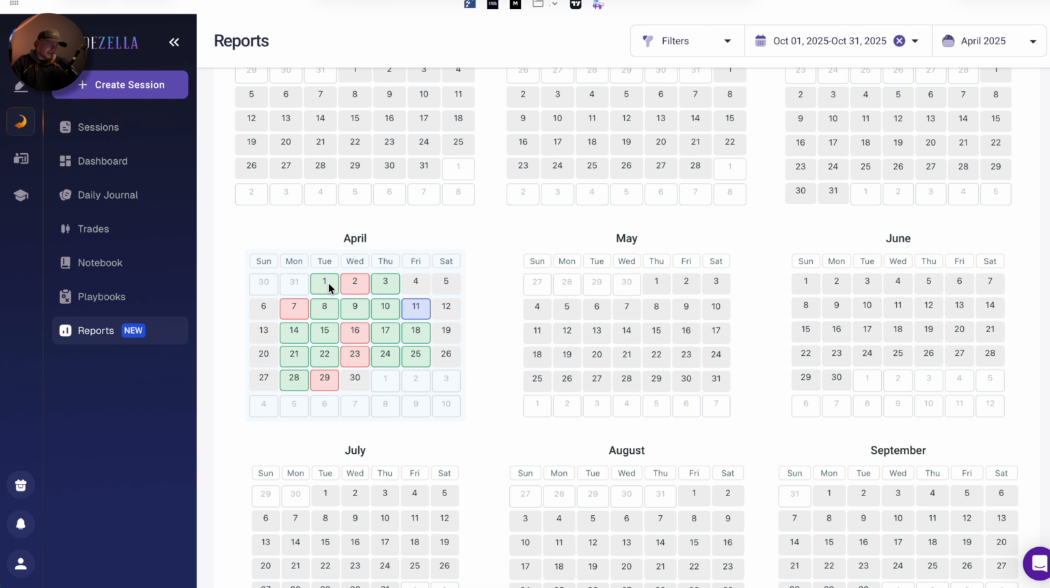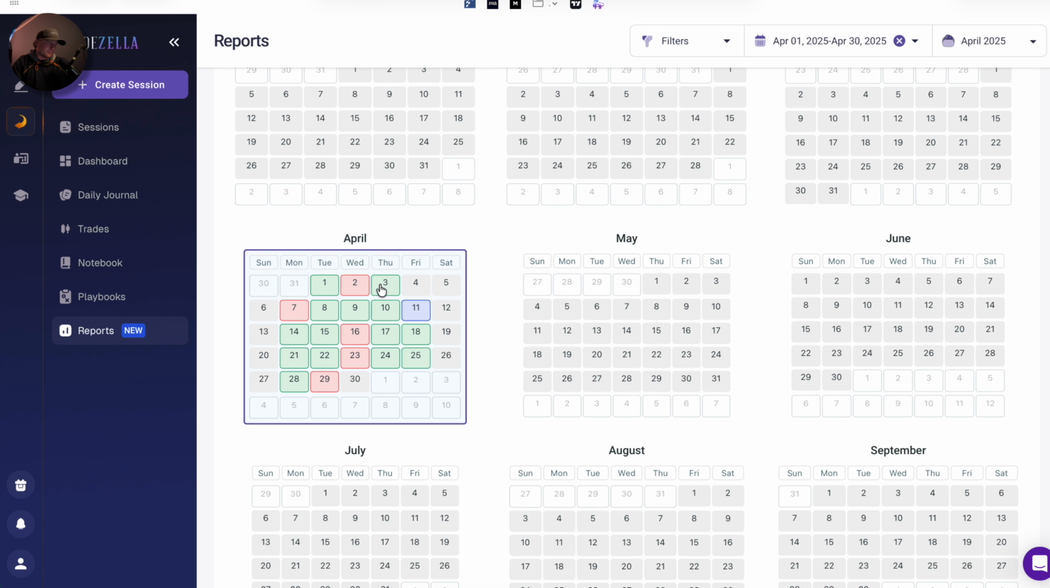So this is what the calendar looks like. All of these green days obviously were profitable days, and then the red were losing days, and then blue was break even. So yeah, that is it for the backtesting session.